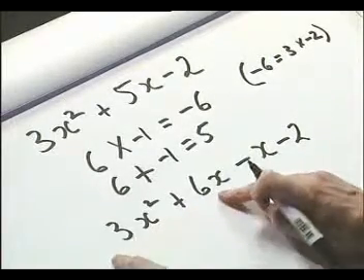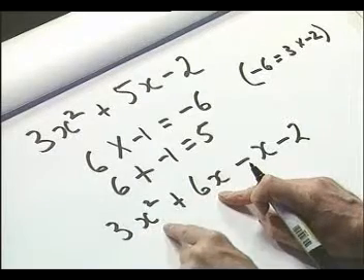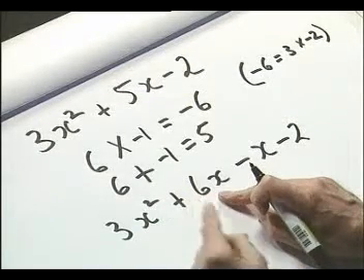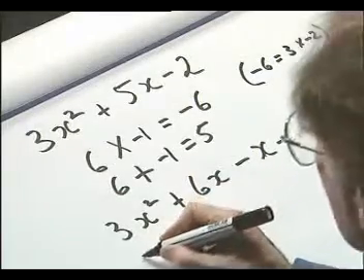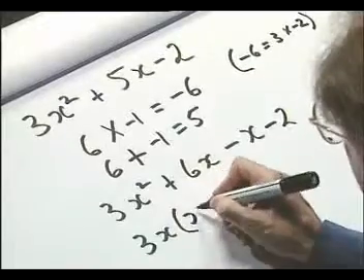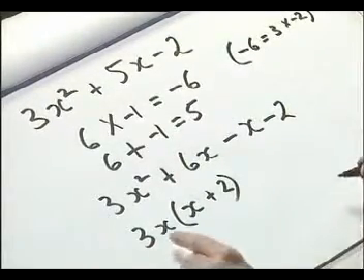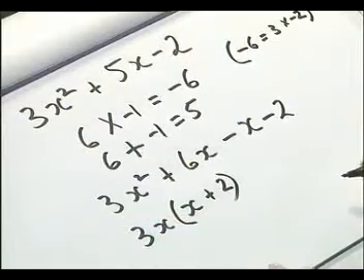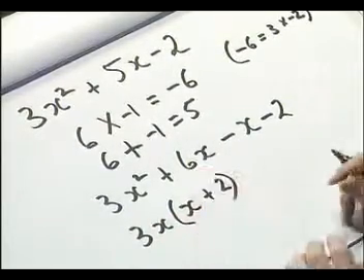Let's have a look for a common factor here. Well, there's a 3x squared and a 6x. So there's obviously a 3 as a factor and also an x. So let's take out 3x. Leaves me x plus 2. 3x times x gives us the 3x squared. 3x times 2 gives us 6x.